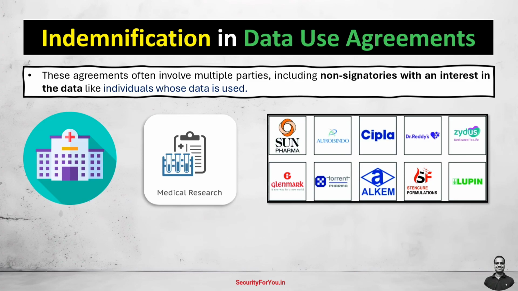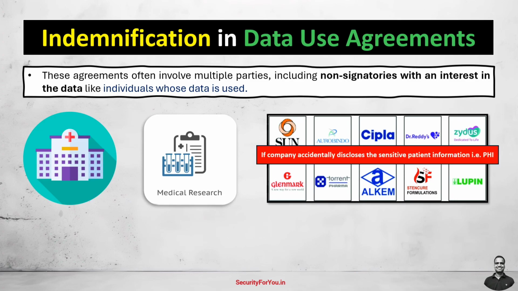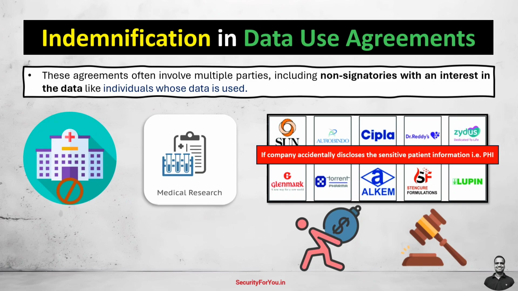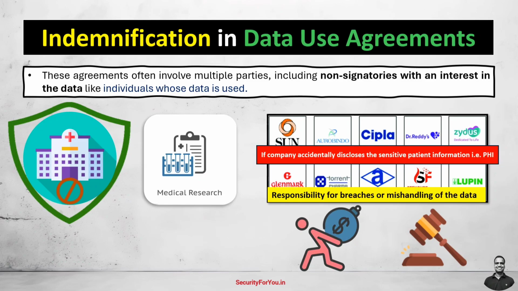If the pharmaceutical company accidentally discloses the sensitive patient information, the indemnification clause would stipulate that the company, not the healthcare institution, is liable for any resulting damages or legal repercussions. This clause helps protect the healthcare institution from bearing responsibility for breaches or mishandling of the data by the recipient party. I hope with this example you have understood why this clause is important in agreements, right?